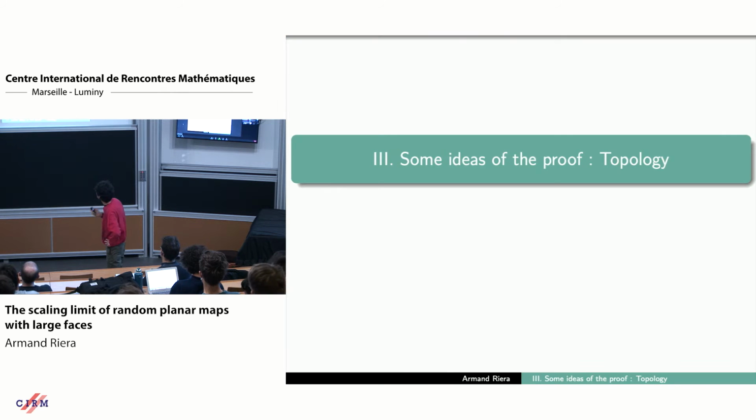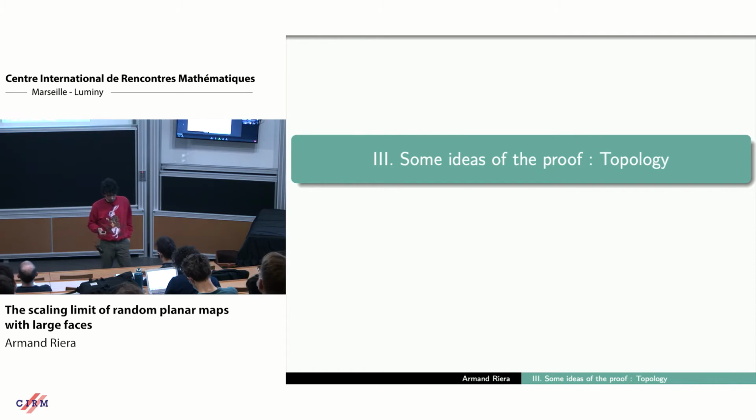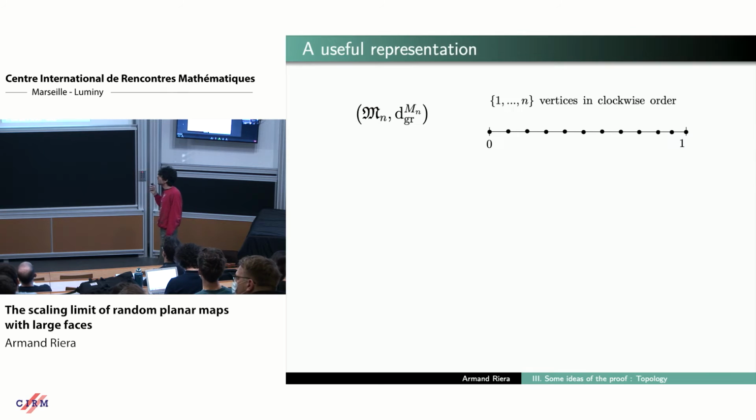And now I'm going to say a few things about the proof. I want to start by saying a few words about the topology. To be able to do that, I first need to explain more or less the general strategy to obtain scaling limits of planar maps, and why we have this strange definition in terms of the segment 0, 1 under some equivalence class, because it can be weird.